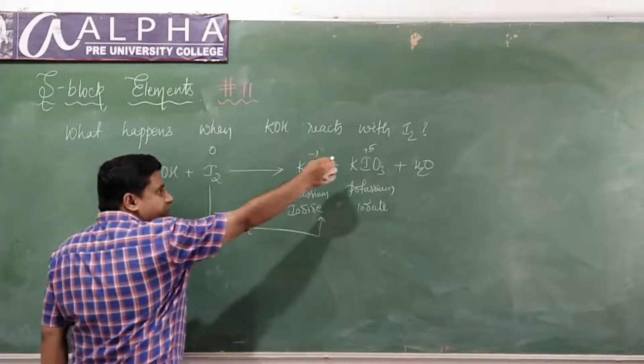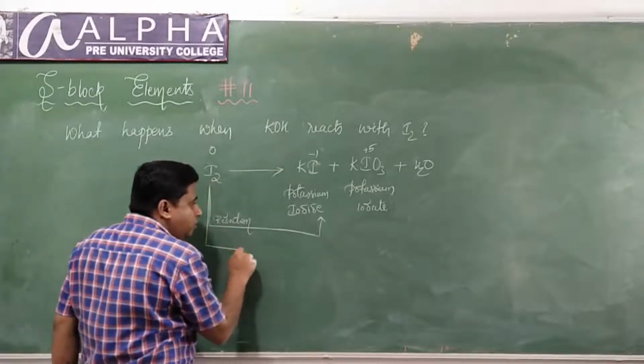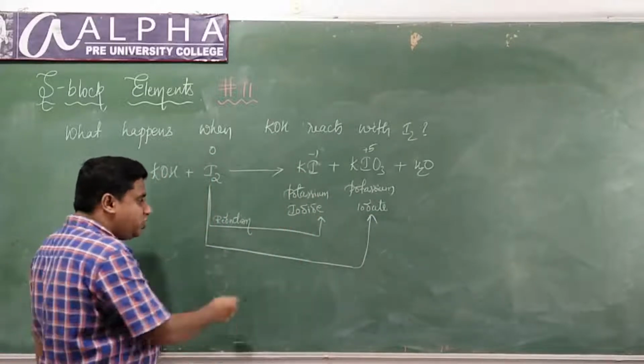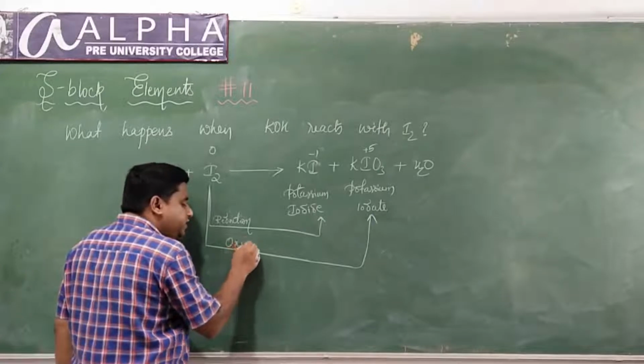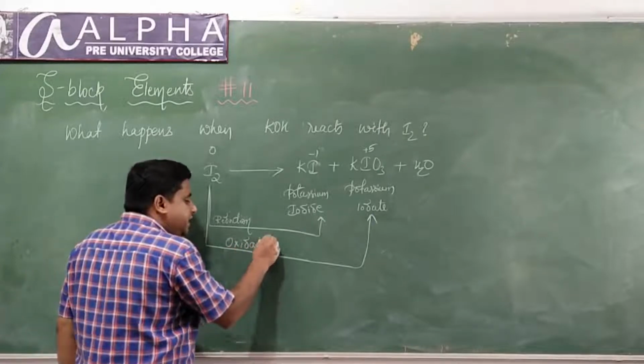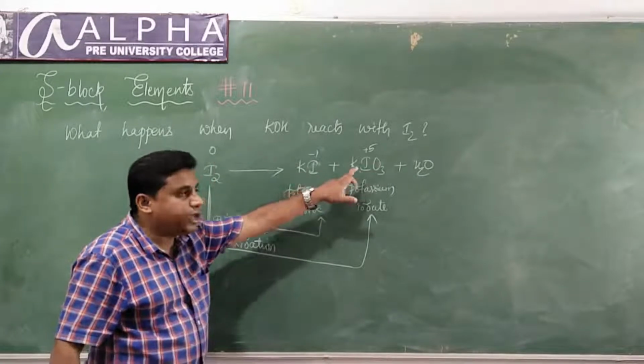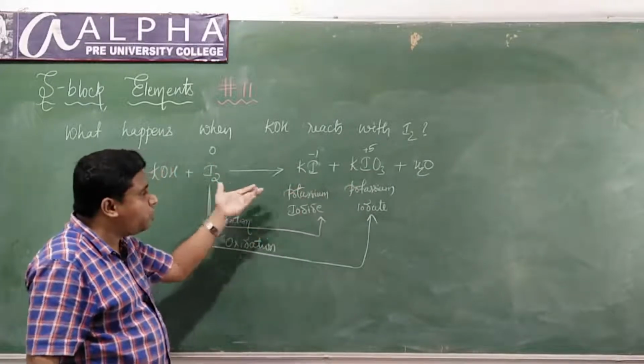Now, 0 to +5. There is an increase in oxidation number. Increase in oxidation number is called as what? Oxidation, isn't it? So, in the same reaction, the same element is both oxidized as well as reduced. What do you call this reaction as?